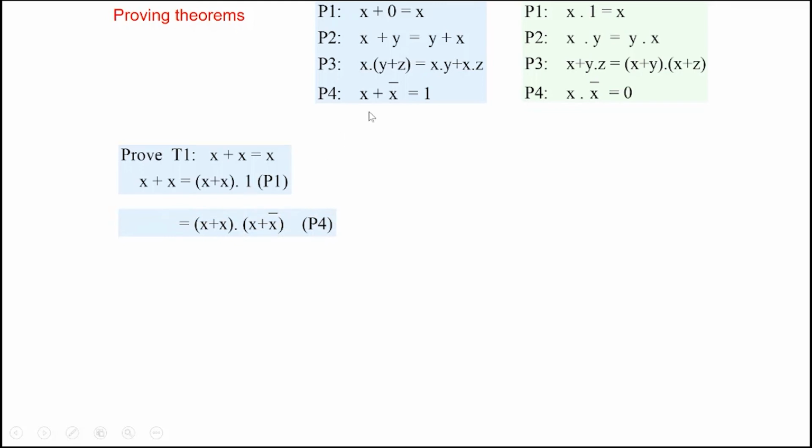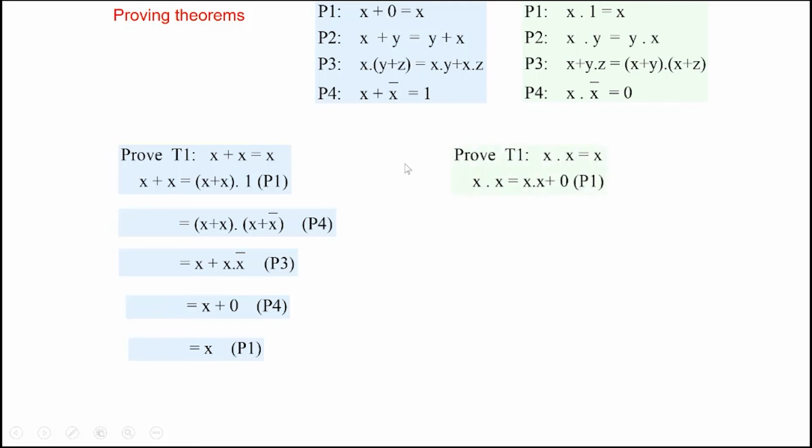1, we could write it as, we use P4, x plus x bar here. And then we use P3 here, x plus x dot x bar. And x dot x bar is, we use P4 here, 0, and therefore we get x here. So we've proved that x plus x equal to x. All right, so x plus x is not 2x, because these are logical operations here. X dot x is x here, so you can prove it using any of these.